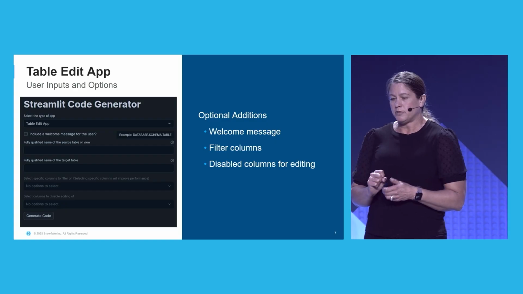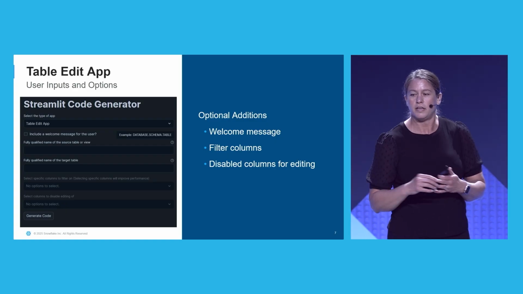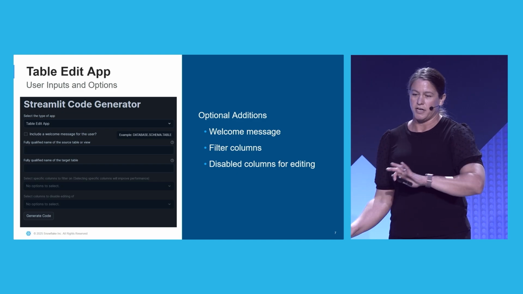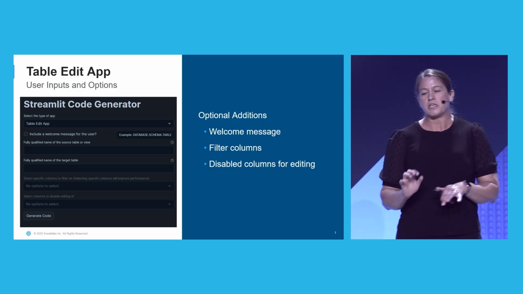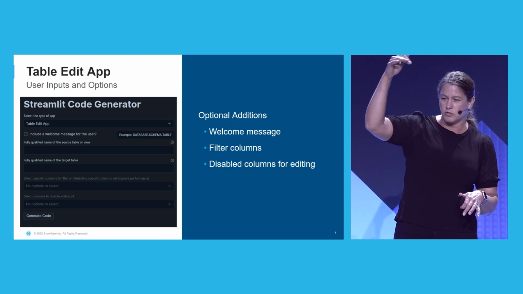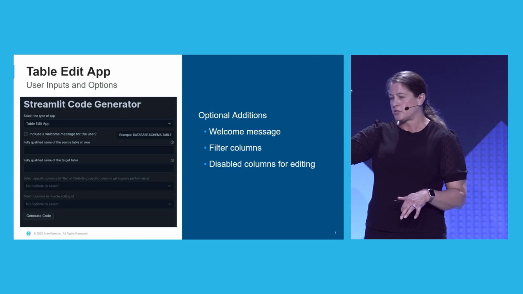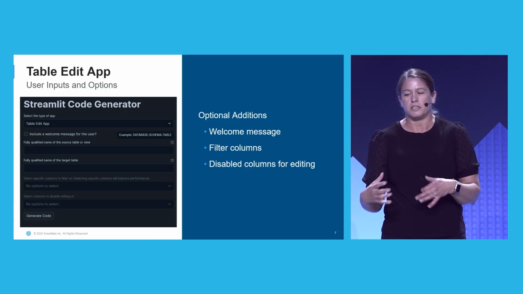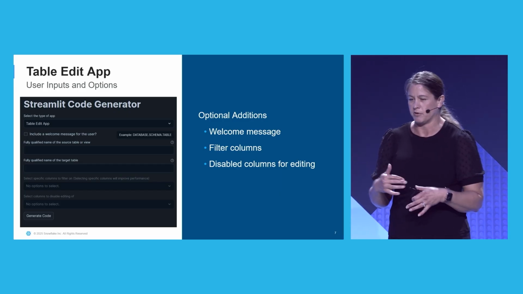Next, we need to provide the fully qualified name of the target table. And this is the table that our app is going to write to. This field will actually default with the source table's name, but with underscore edited appended to the end of that. And we could stick with that default if we'd like, or we can change it if we prefer something else.